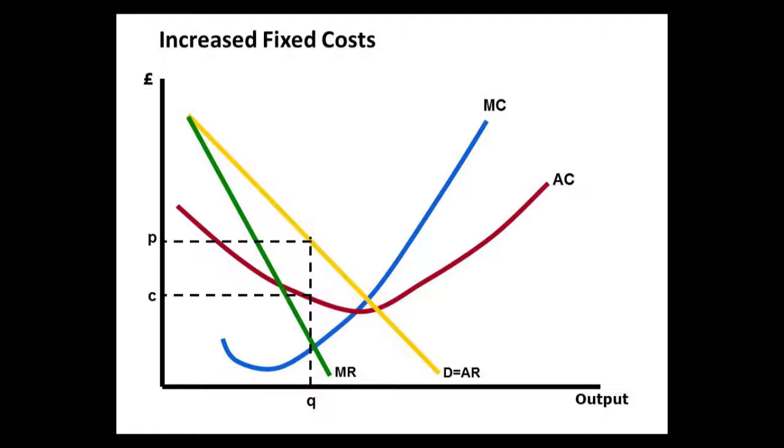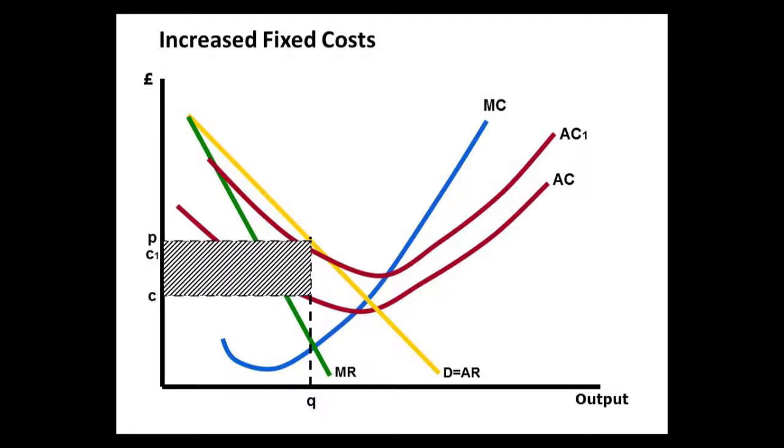An increase in fixed costs means it shifts upwards, but it shifts upwards along the MC curve so that the new AC curve is still cut by the MC curve at its lowest point. So a shift like this to AC1. A profit maximizer produces where MC equals MR, but MC hasn't changed. So the quantity Q stays the same, our price stays the same, but our cost increases up to C1 here, meaning the level of supernormal profit has decreased from this area here to this smaller area here.